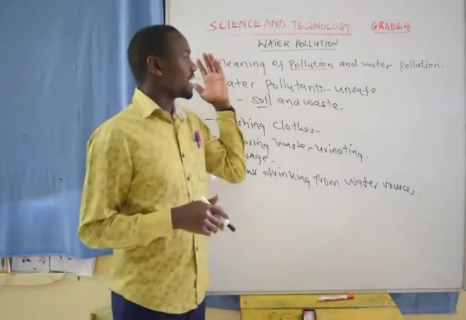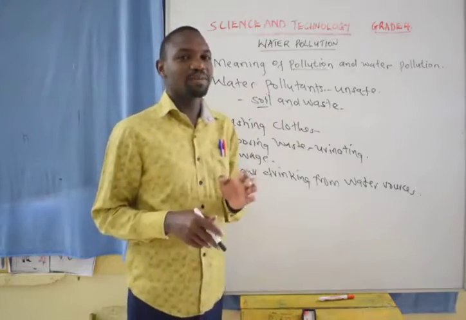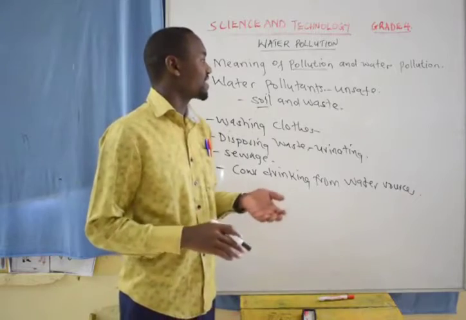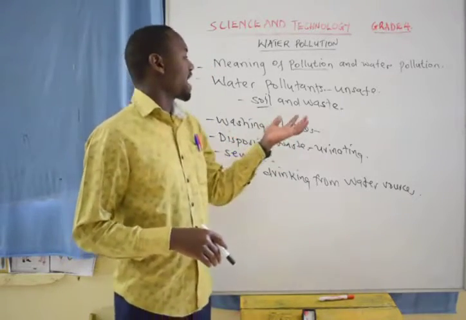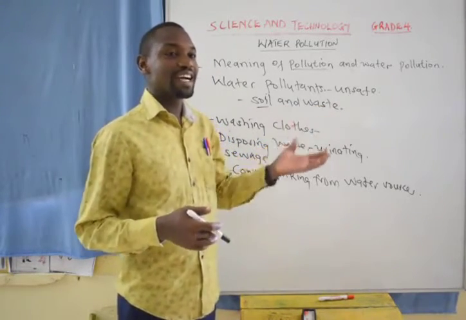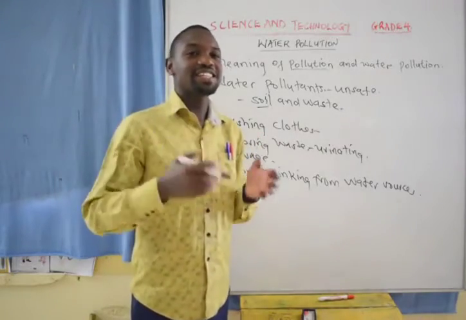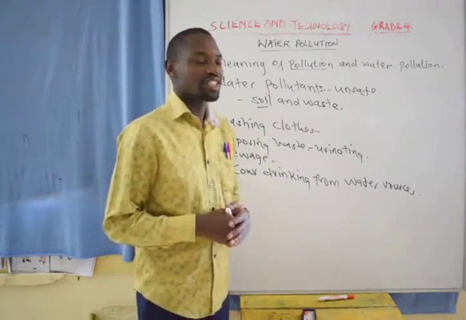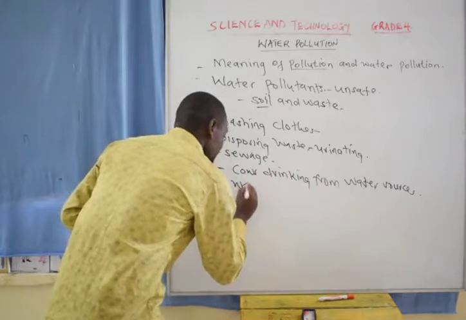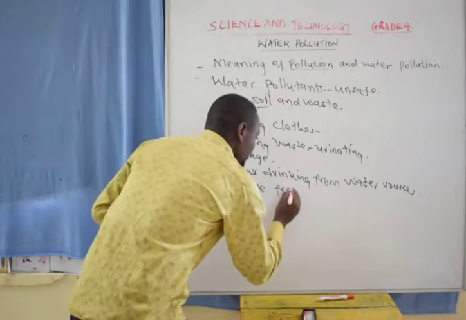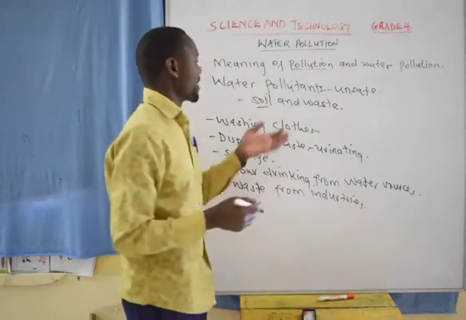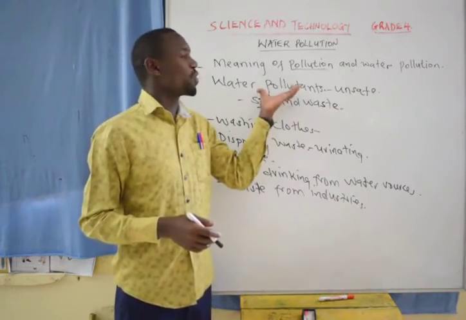Domestic waste like kitchen refuse, that is vegetable peelings, food remains, or any other thing from the kitchen, or even human waste. Those are examples. Or even in factories, once they discharge their waste into water sources, that water will be unclean. Waste from industries is another example of a water pollutant. So those are some of the ways of making water unsafe. These are what we call water pollutants.